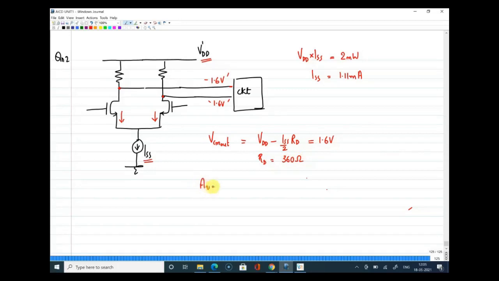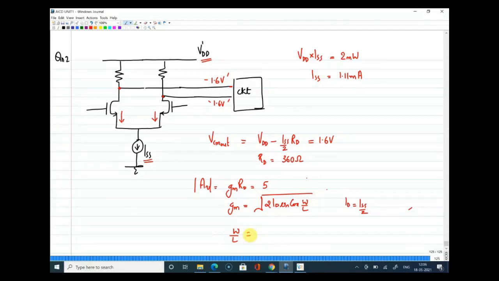Now, it is given that the voltage gain is 5. So what is the voltage gain of this? I'll write the magnitude of voltage gain, GM RD, is equal to 5. From this, you will get the value of GM. What is the value of GM? You can substitute it as the square root of 2 ID mu n Cox W by L. The ID value is ISS by 2. Mu n Cox value is given. So when you substitute that, you will get the value of W by L, and I think that is equal to 1735 or in that range.